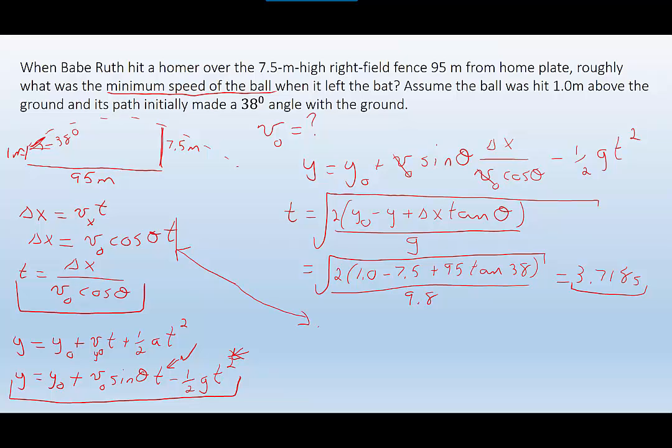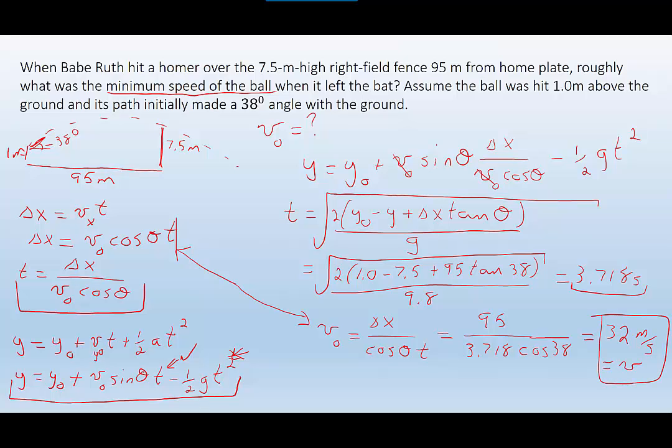So v naught is equal to delta x over cosine theta times t, which is 95 over 3.718 times the cosine of 38, which gives us an initial velocity of 32 meters per second. So Babe Ruth had to have hit the ball with a speed of at least 32 meters per second in order for it to go over the 7.5 meter high right field fence.